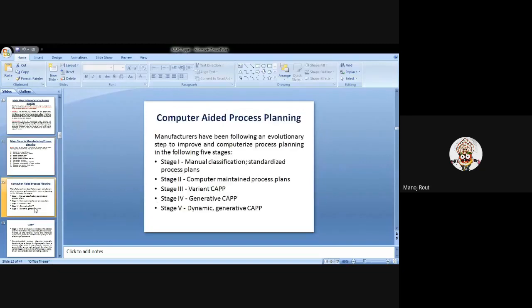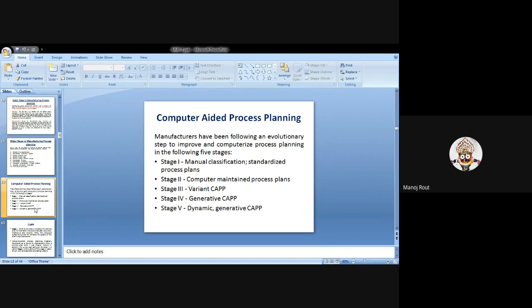We'll discuss that one. In computer aided process planning, manufacturing has been following an evolutionary path to improve computerized process planning in the following 5 stages. The first stage includes manual classification and standardized process plans. According to the design specification, the design team provides the standards for that particular design, and the manufacturing team should proceed according to the standards given by the design department.